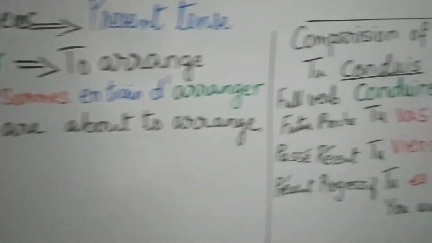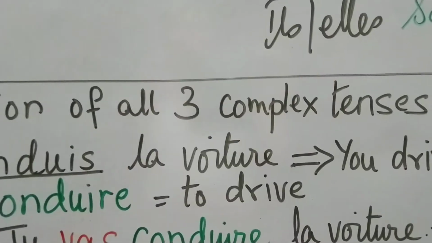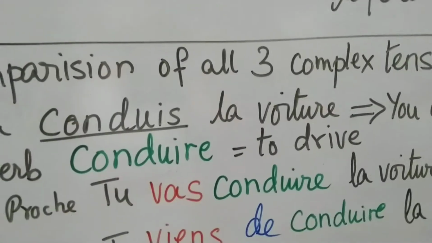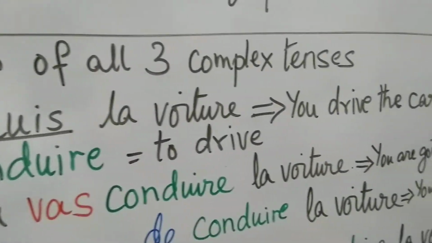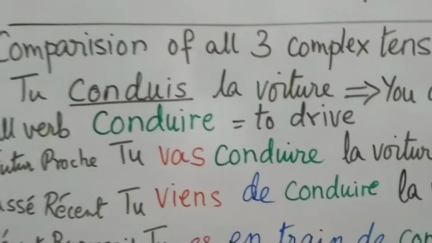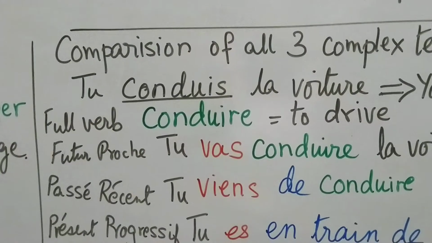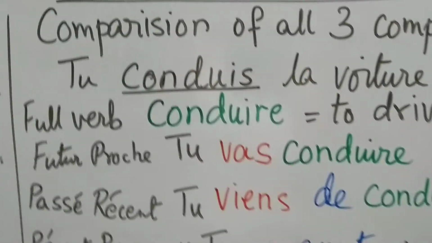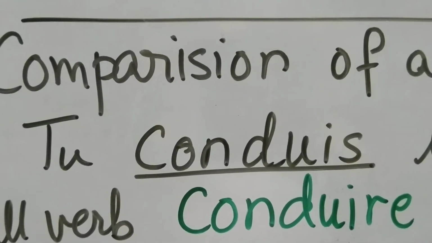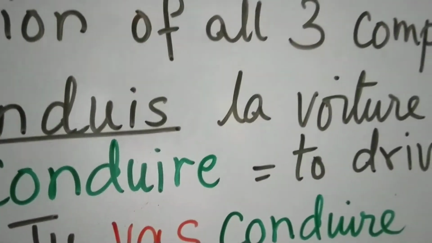Now, let us see a comparison of all these three complex tenses which we have just learned. That is the future proche, the passé récent, and the present progressive. I have given you a sentence. Tu conduis la voiture. You drive the car. Now, this sentence is in the present tense. And if we want, we can start putting this sentence in the future proche, in the passé récent, and the present progressive. So first things first, we have to get to the full verb of tu conduis. The full verb for tu conduis is the verb conduire, which means to drive.